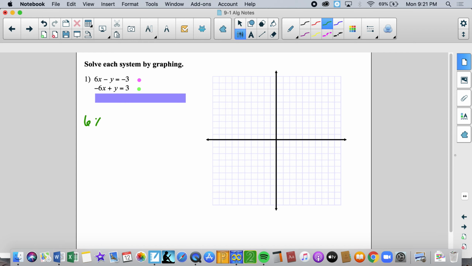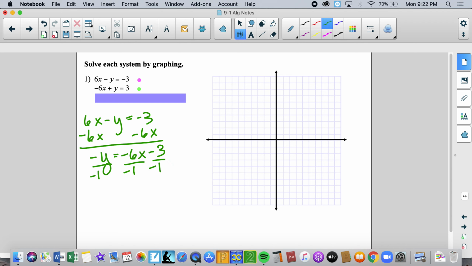So the first equation is 6x minus y equals -3. We have to isolate for y, so I'm going to subtract 6x. Remember, I'm putting it in slope-intercept form. That's isolating the equation for y and getting the variable y by itself, and then you'll have x come first. So the coefficient is -1, so I'm going to divide by -1, and I get y equals 6x plus 3.